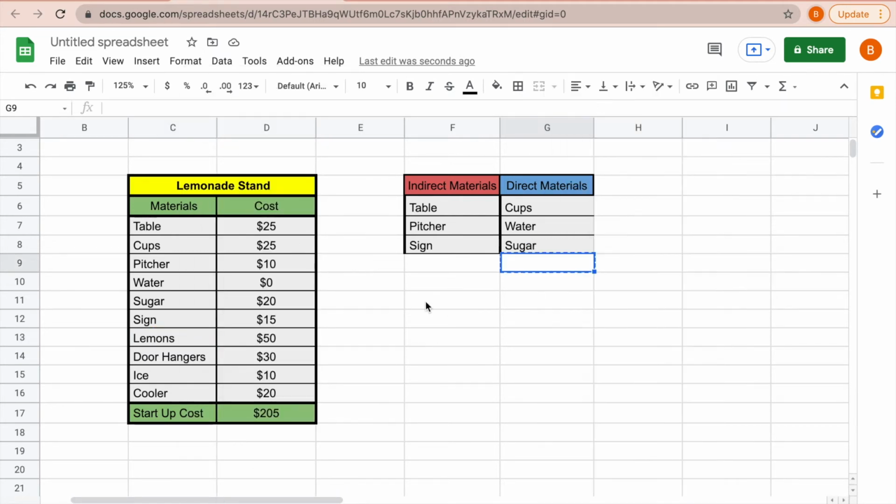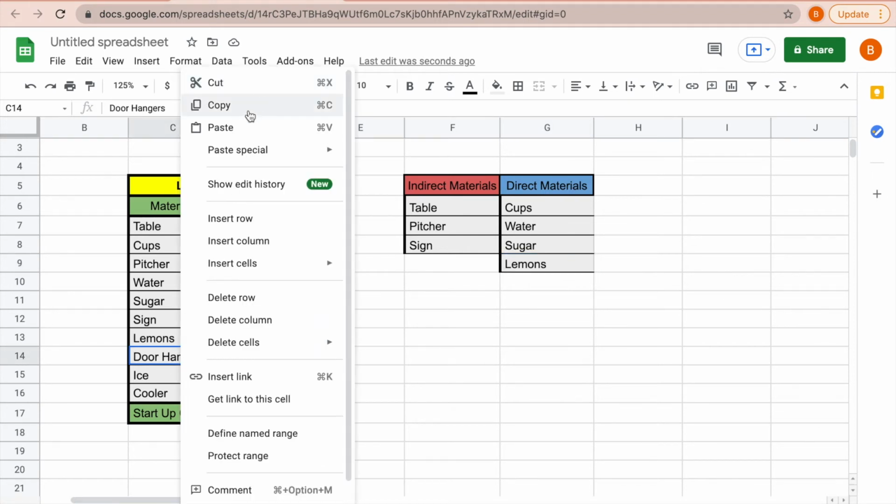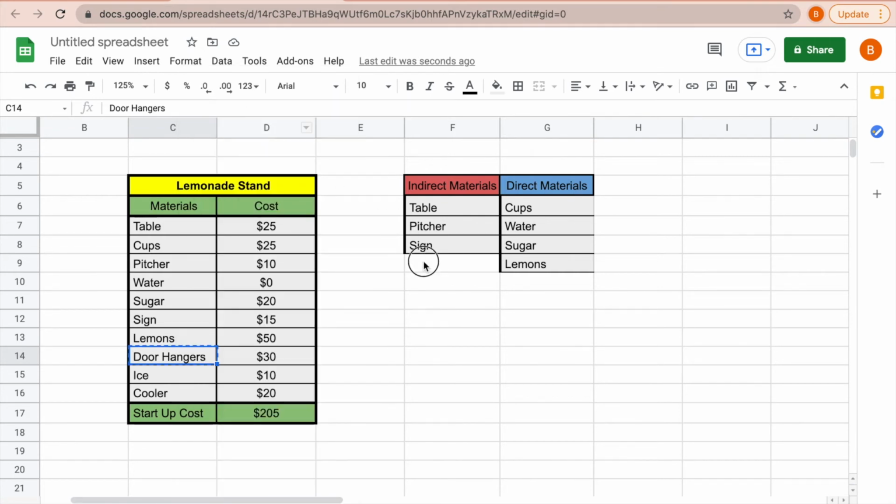That's right. Let me copy that. I'm going to paste it there. Okay. Door hangers. We're going to advertise our lemonade stand. Going around the neighborhood, we're going to hang a bunch of door hangers on doors to promote our lemonade stand. That's going to be an indirect material because we're not selling that. We're using that as marketing. And anything with marketing can be indirect.